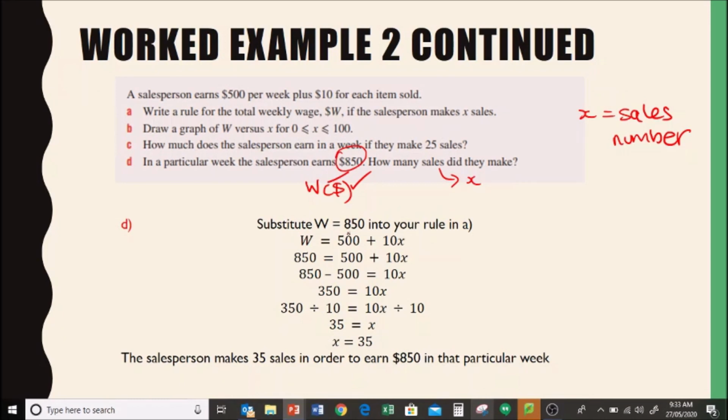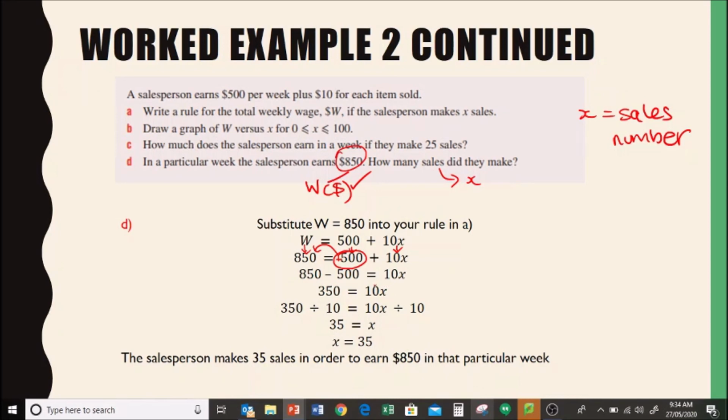So substitute W equals 850 into the rule. So W equals 500 plus 10x, that's from part A. You substitute 850 into W, and just copy down the same rule. You see I've copied 500, I've copied 10x. Then you carry 500 across. Now the imaginary sign in front of 500 is plus, because we don't see negative, which means when it crosses the equal sign, it turns into negative. So now it's 850 minus 500 equals 10x. Now 850 minus 500 is 350. So now we've got 350 equals 10x.